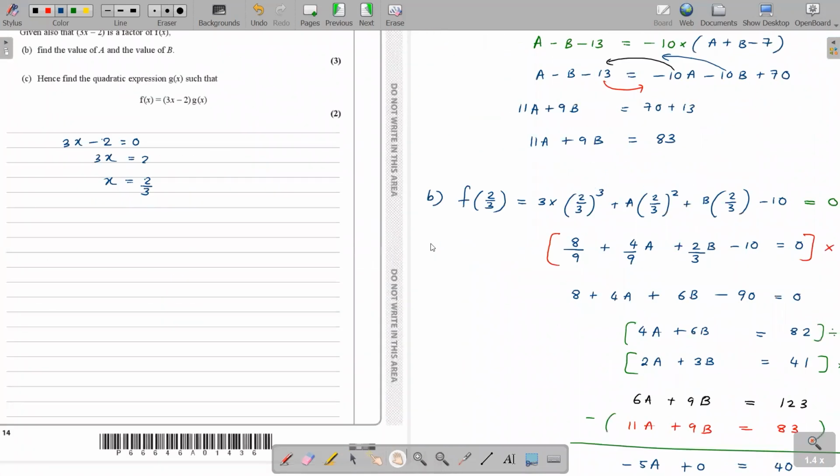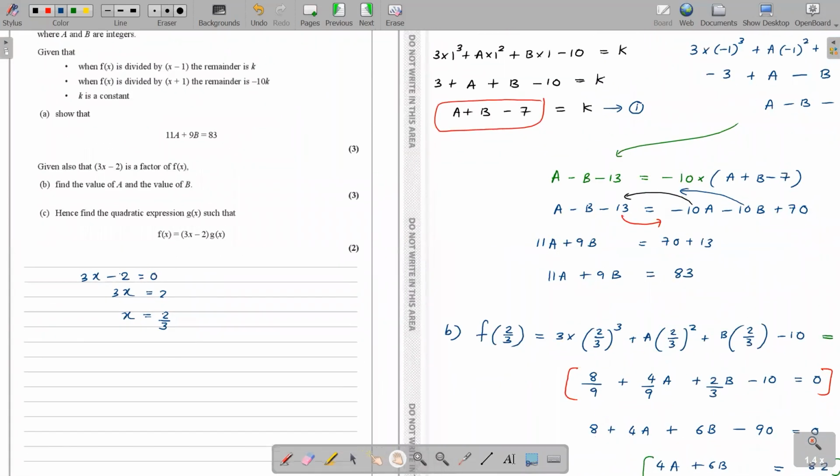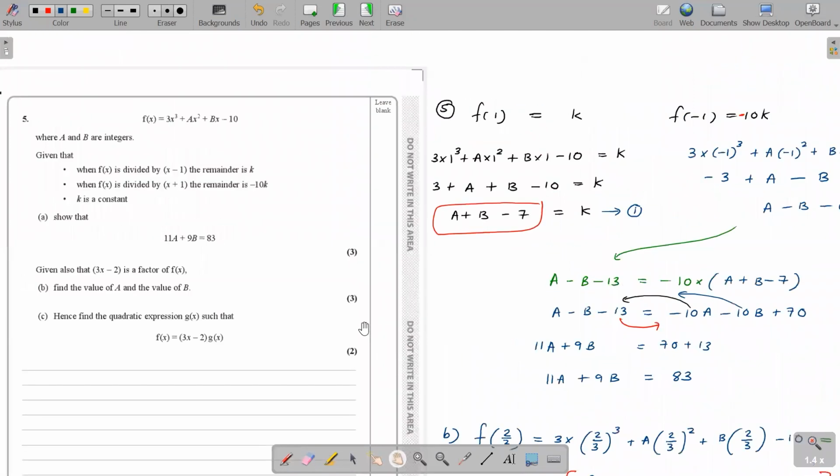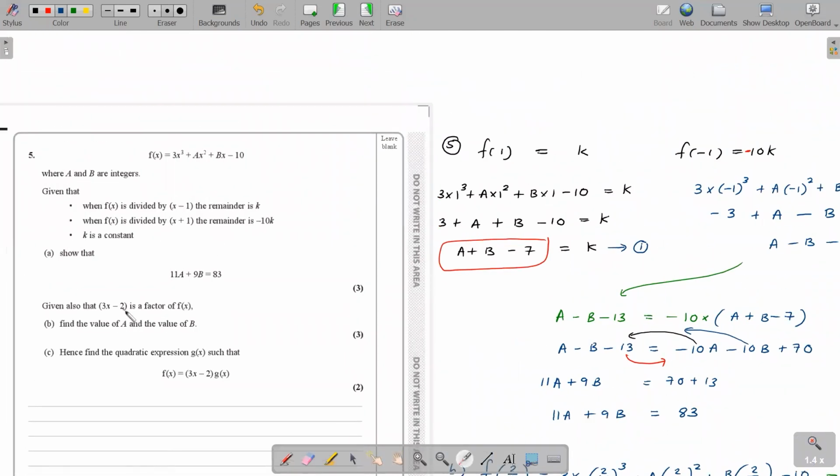Okay, so then we found our a and b values. Now let's move on to part C. Hence, find the quadratic expression g(x) such that f(x) equals (3x minus 2) times g(x). Okay, how do we get this one? Basically, we know that 3x minus 2 is a factor, right? 3x minus 2 is a factor of f(x).